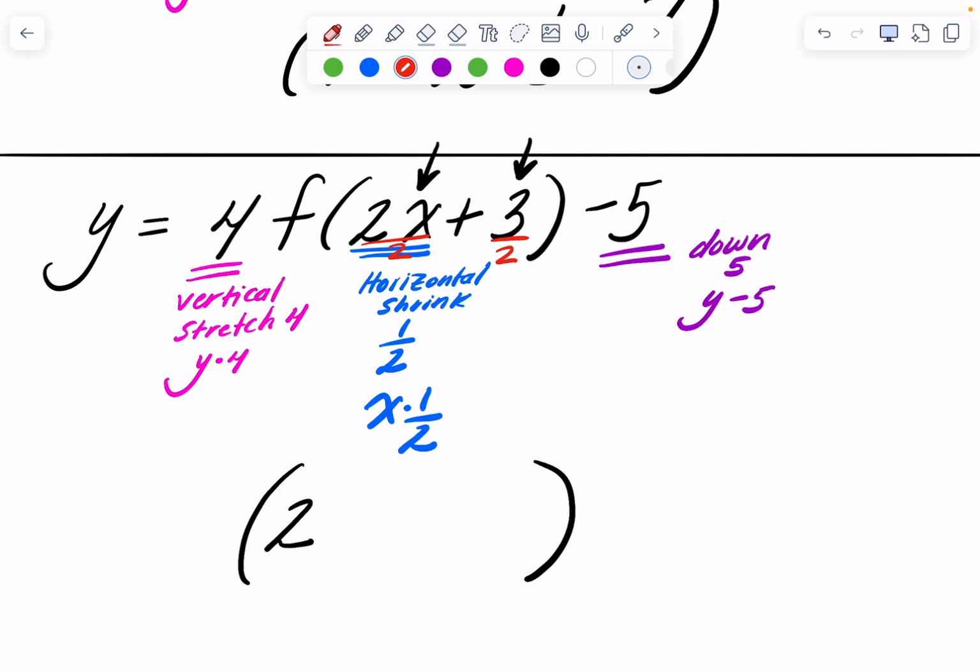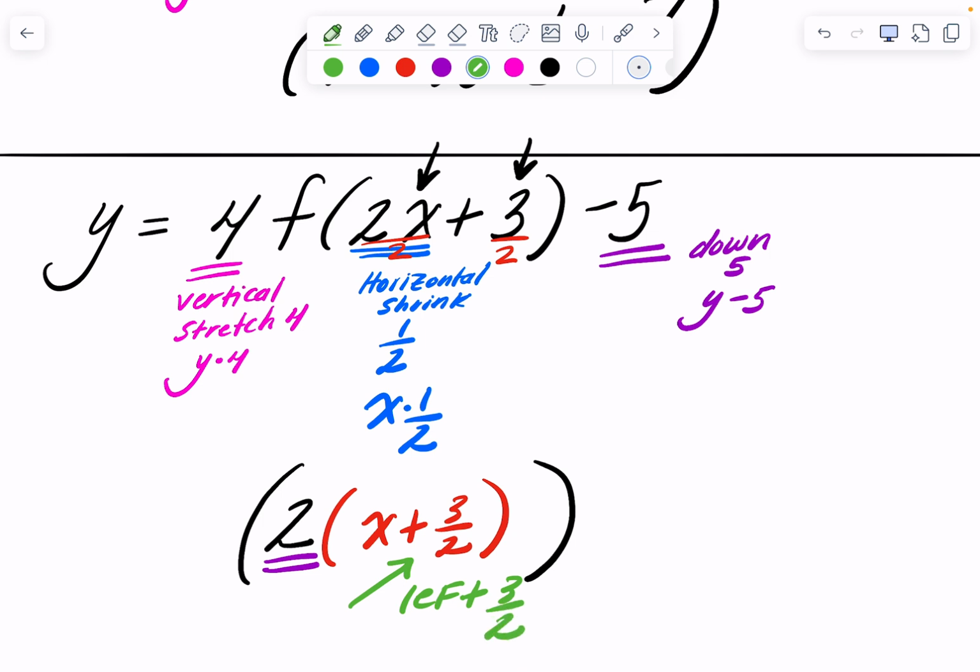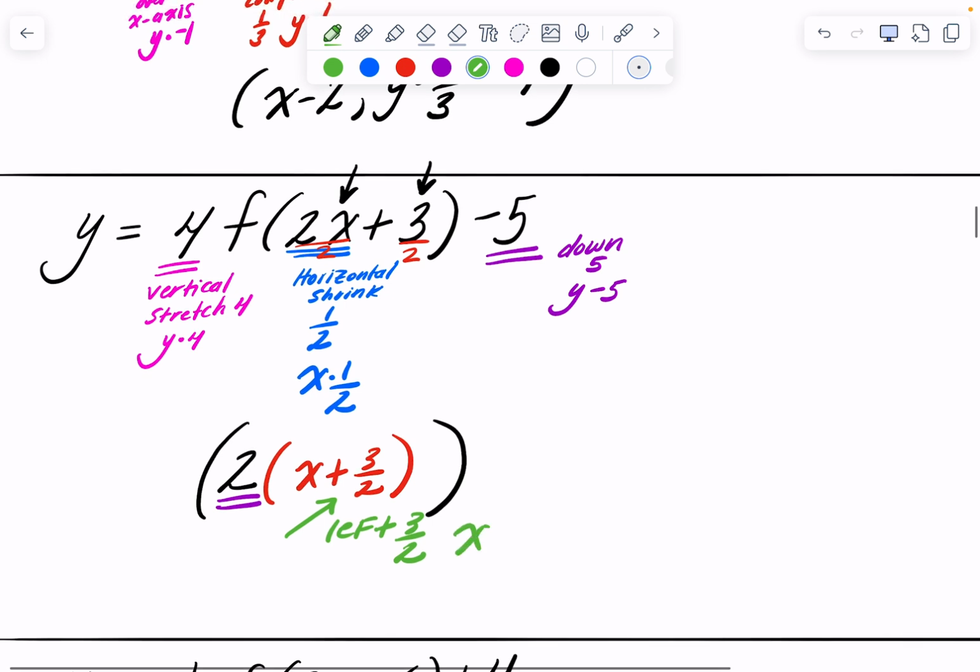So what would be left? X plus 3/2. It's still in the parentheses. I've just factored it inside the parentheses. And we've already taken care of this. So I'm like, okay, that I just did this to now do my shift left and right. So verbally, what would this be? Left 3/2. You're right. So then we will be taking our x's and we'll be subtracting 3/2.